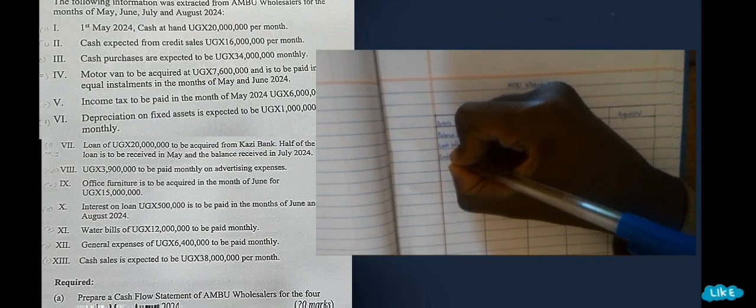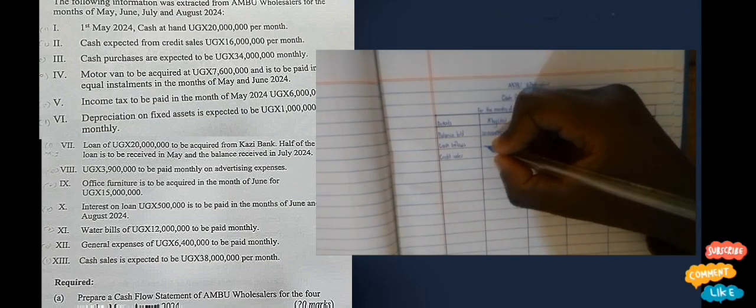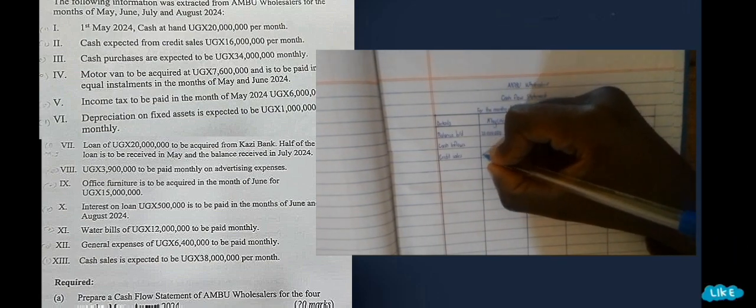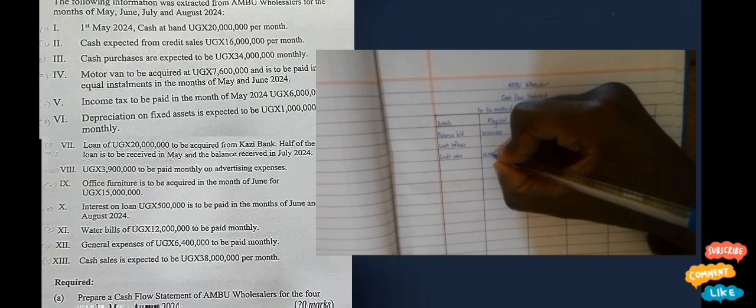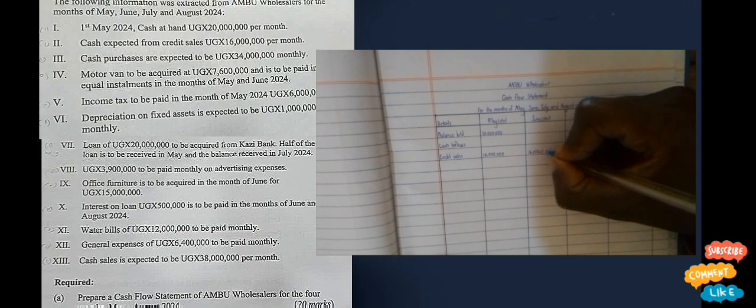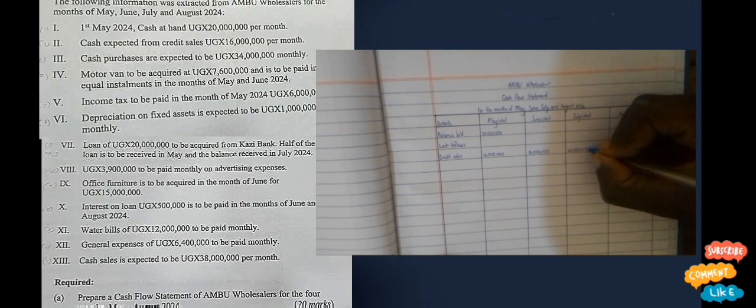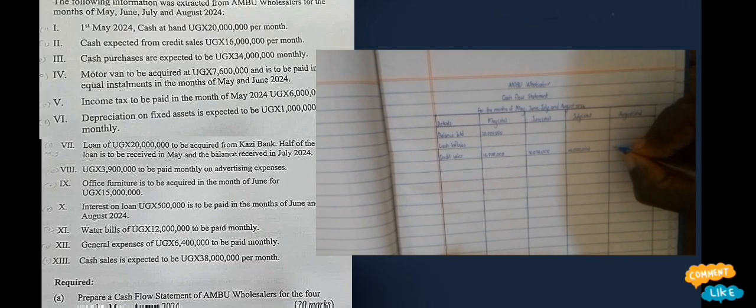16 million Ugandan shillings. So after recording that, our next cash inflow is Roman number 7, a loan equaling to 20 million. But the cash credit sales are monthly, so you're filling 16 million in all the 4 months.